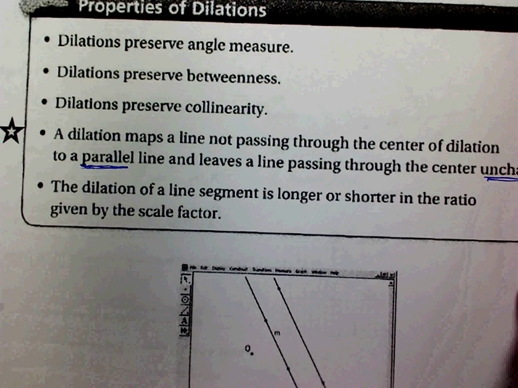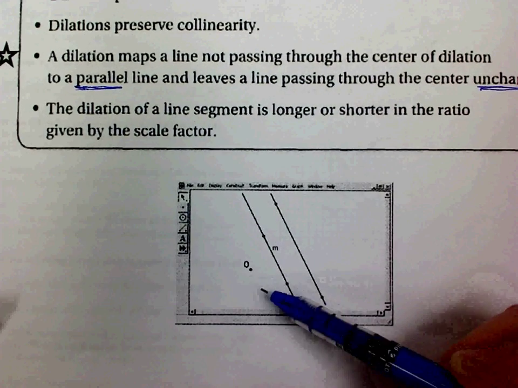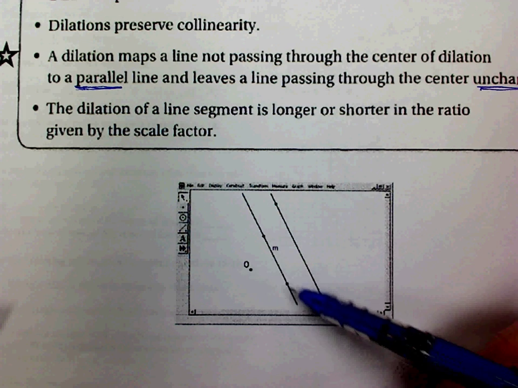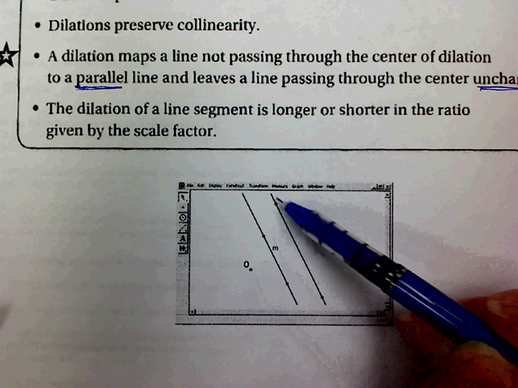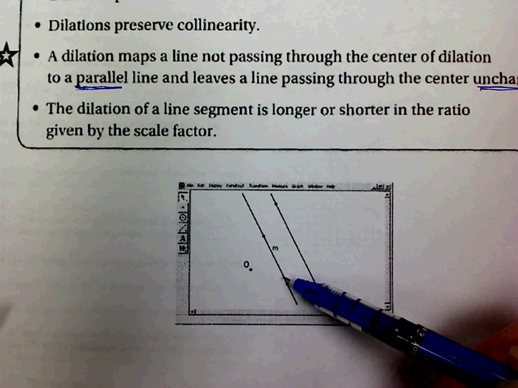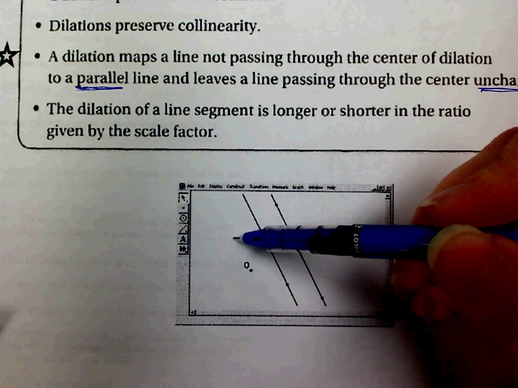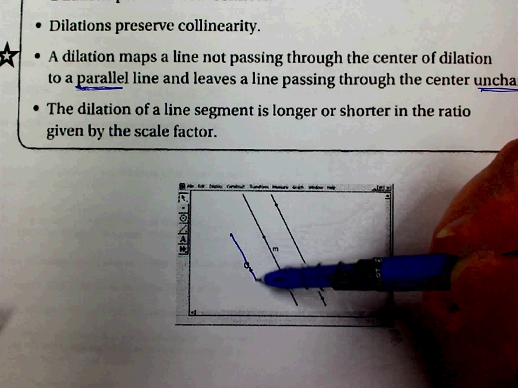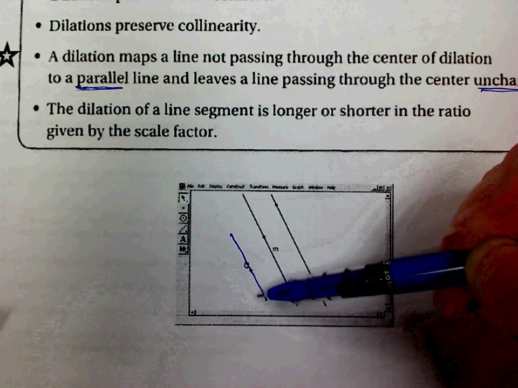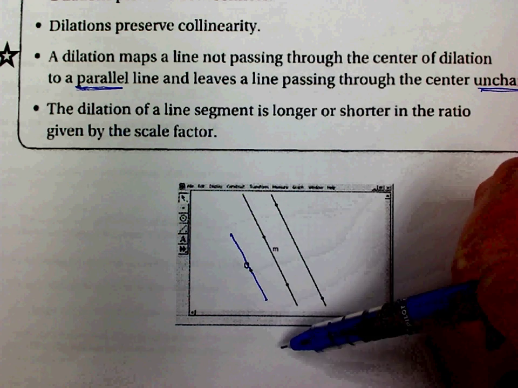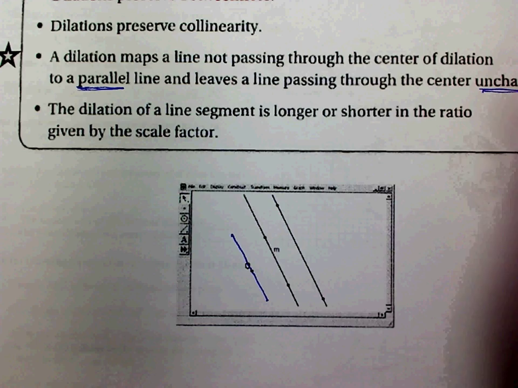So you remember we looked at this picture, that if we are dilating this line from point O, then we get a line that is parallel to the one that we started with. If our original line had gone through point O, then when we dilate it, it's still going to be exactly the same line. It's not going to change at all.